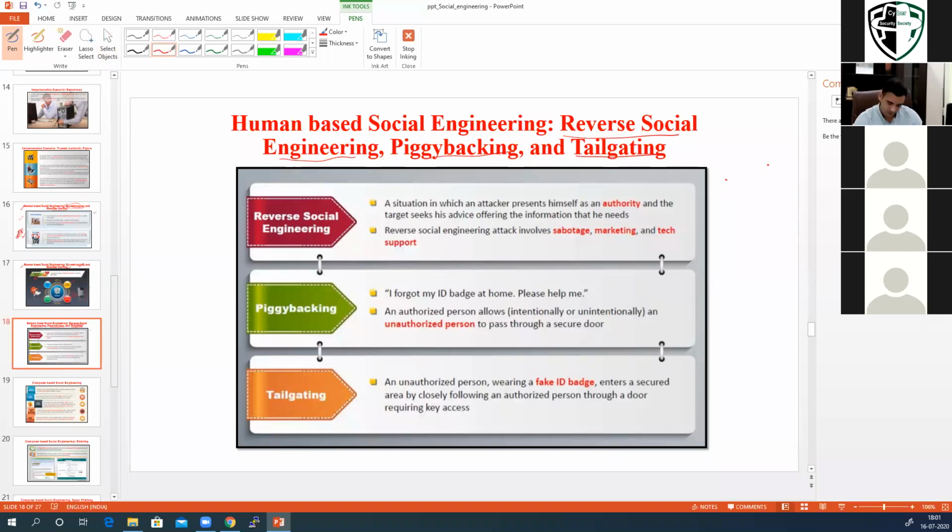So, like a reverse social engineering attack requires the interaction of attacker and the victim. Okay, and where an attacker convinces the target of having a problem or might have an issue in future. Okay, and if the victim is convinced, he will provide the information required by the attacker.